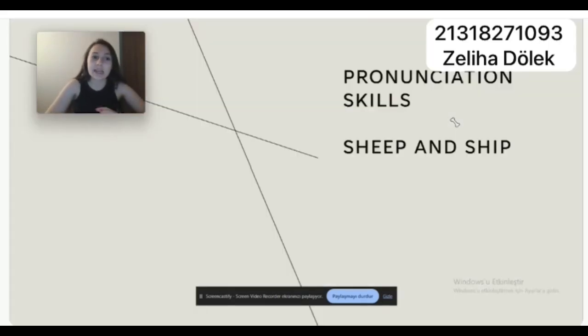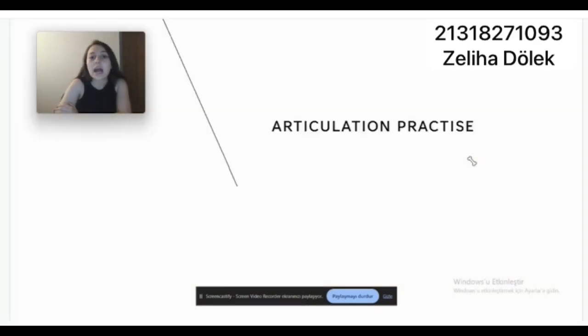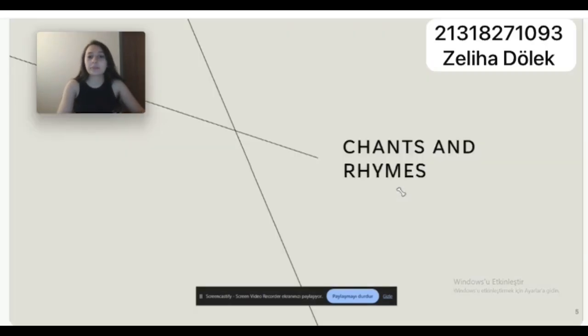Pronunciation skills is the second point. Focus on minimal pairs, for example, ship and sheep, helps students to hear exact sounds correctly. Articulation practice encourages students to feel the vibration and the airflow as they produce different sounds.